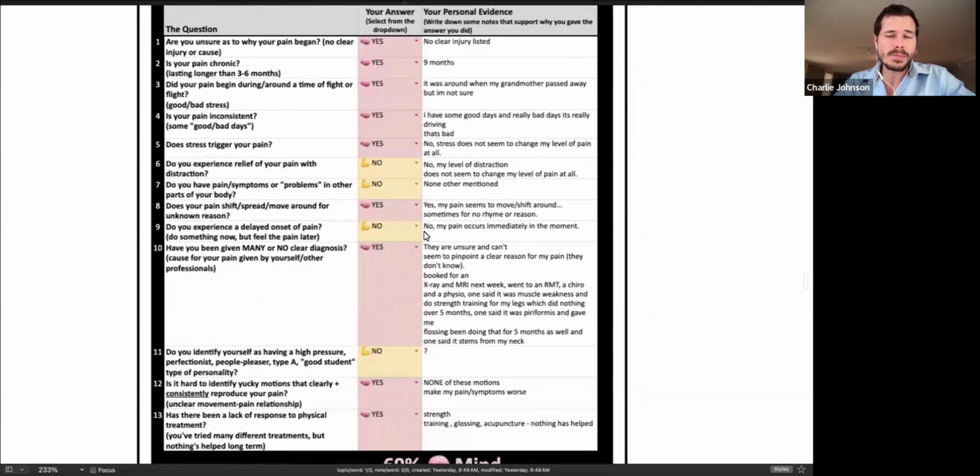A lot of times people with symptoms of the mind, their symptoms will not arrive until much later or after they're doing something. So they can run around, they can do stuff, they can move, and then they'll say, I did great at PT, but then later that night, the next day, I couldn't move. That screams a more centrally sensitized issue, an issue of the mind. Have you been given many or no clear diagnoses? Yes. They're unable to pinpoint it. Again, tried all this different stuff, didn't work.